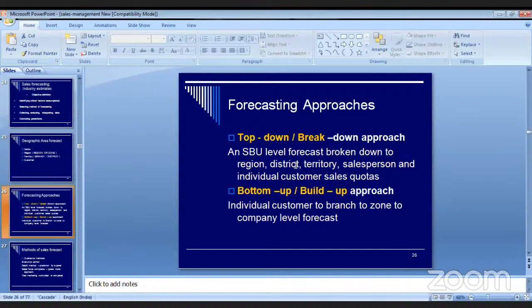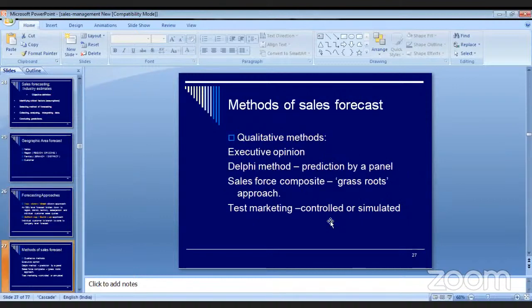Bottom up approach: individual customer to branch, zone and company level. From the bottom to the top. You first expand the business to a very large extent, then reach the grassroots, and then the business grows. So accordingly the forecast is made. Methods of forecasting: qualitative method, Delphi method, then test marketing method.